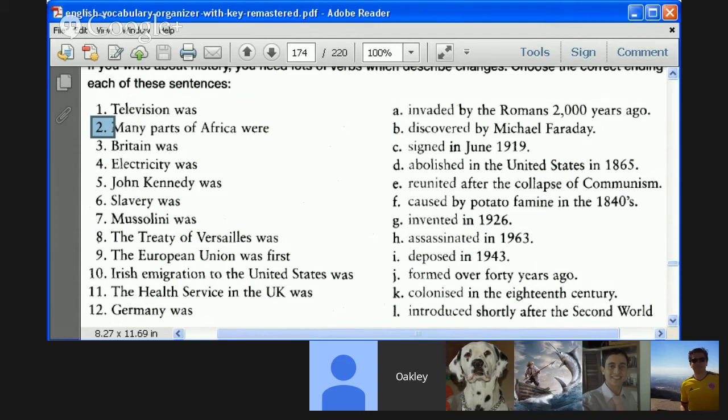Number 2, Vienna. Many parts of Africa were colonized in the 18th century. Okay. First of all, pronunciation, colonized. Colonized. Well, I was looking at this and I realized that this was also an appropriate and correct answer. Yeah, you're right. There's nothing else that would fit. Okay. All right. Colonized.